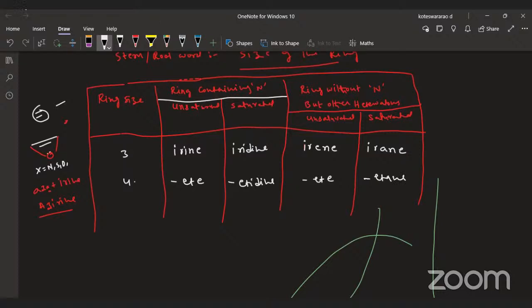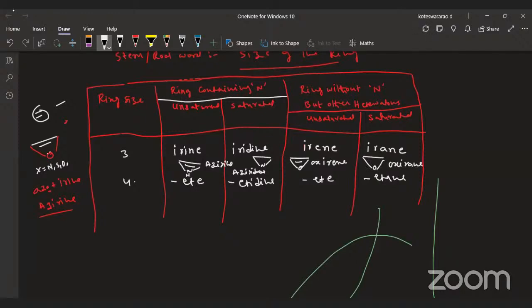Let me give example for everything here. Suppose nitrogen heterocyclic is unsaturated. The name is azirine. Suppose it is fully saturated, aziridine. If it is oxygen heterocyclic, suppose with unsaturation, oxirene. Fully saturated one is oxirane.